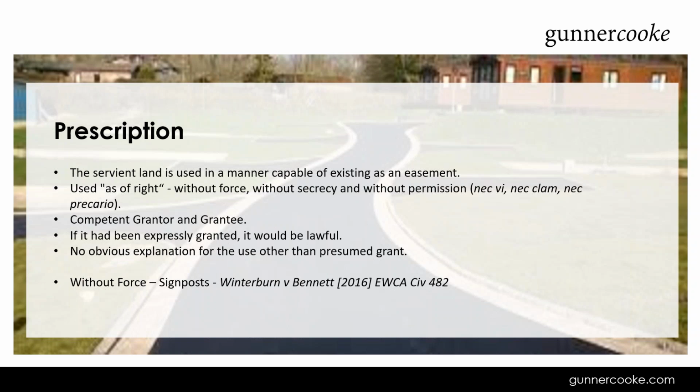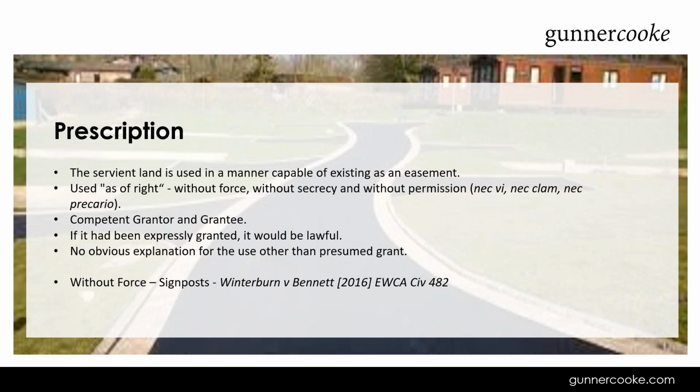Broadly, it can be acquired where the owner or occupier of the dominant land has used the servient land in a manner which could exist as an easement. So if they've walked across it, driven across it, put utilities across it, built something up against it, if they've used it in some way that would suggest that it could be capable of making that into an easement.